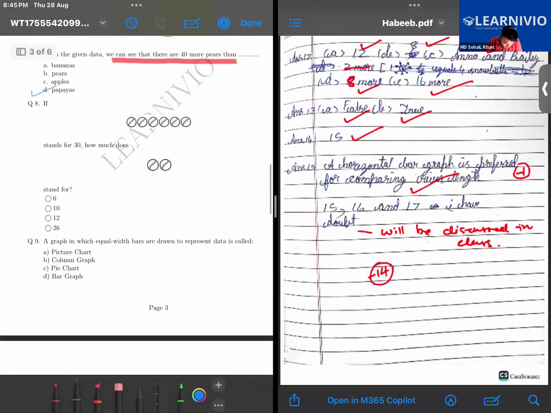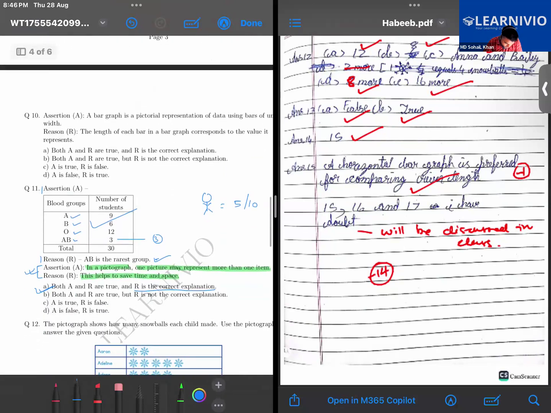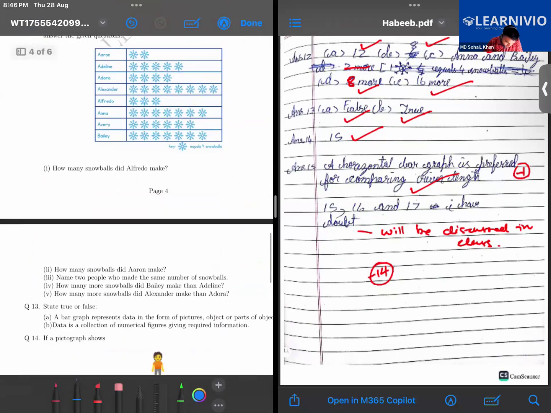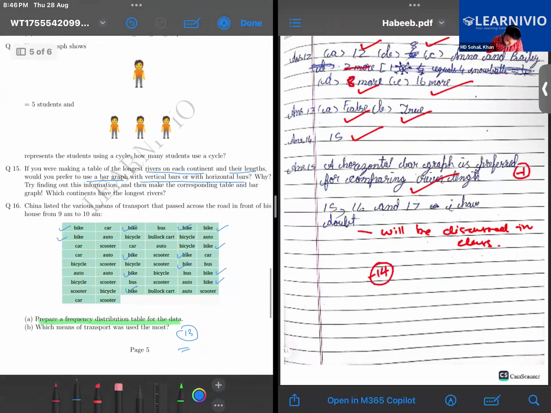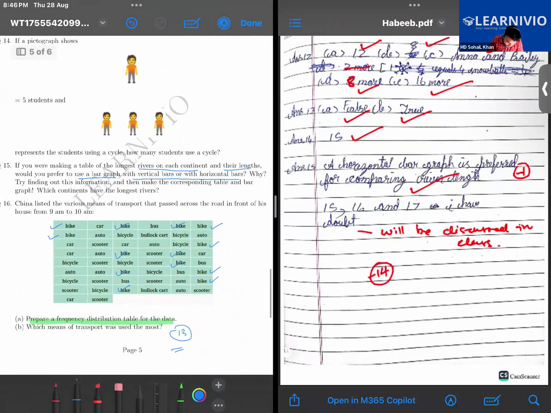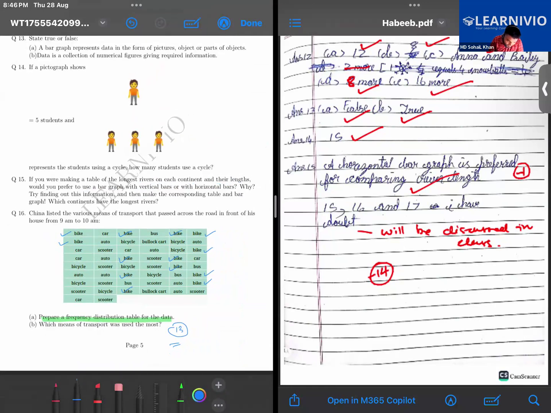Now look at question number 15. In question number 15, you had to actually draw it, no? Hold on. See, the question was saying that you had to explain why and try finding out this information and then make the corresponding table and bar graph. You actually had to make a bar graph for question number 15.